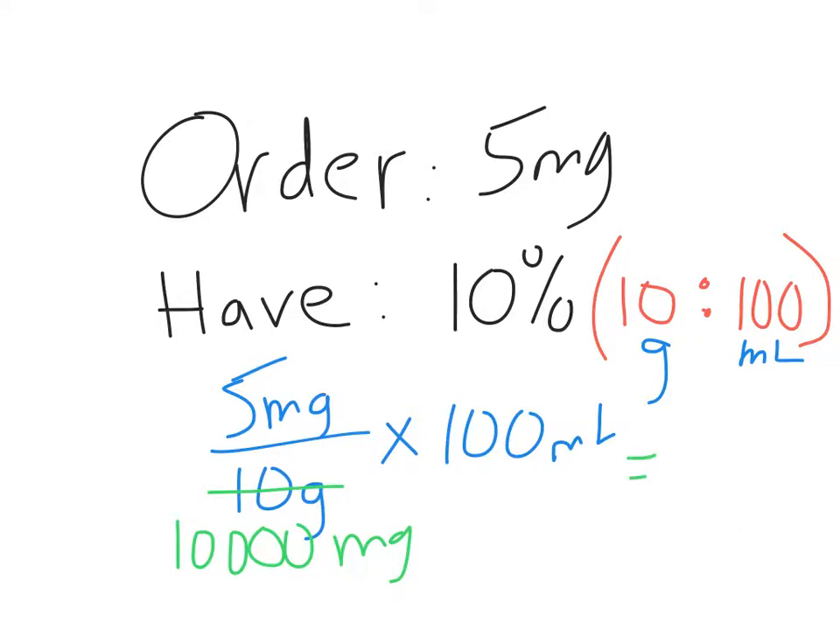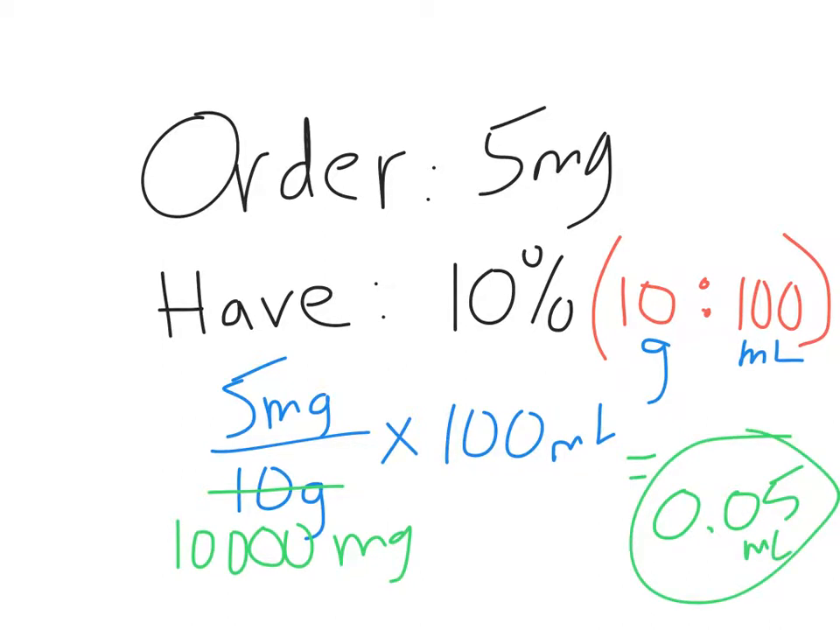So we take 5 divided by 10,000, then we're multiplying it by 100, and that's going to give us 0.05 milliliters as our answer here. So they don't need a whole lot of medication from this vial, but that's what they would need. So look out for those ratios and those percentages, and just remember they both represent a grams to milliliter relationship.